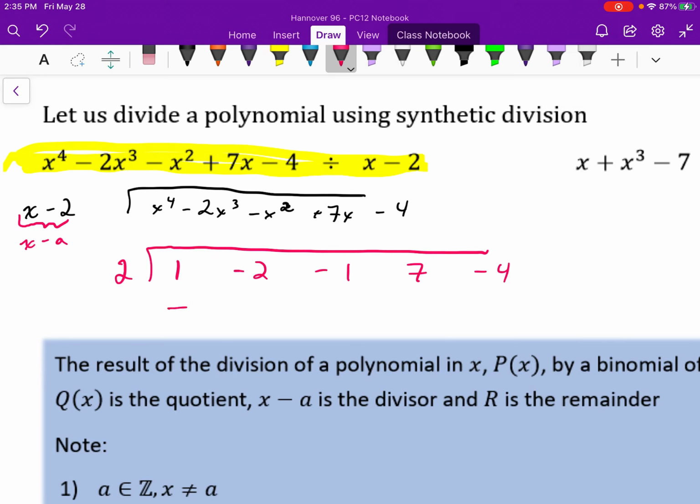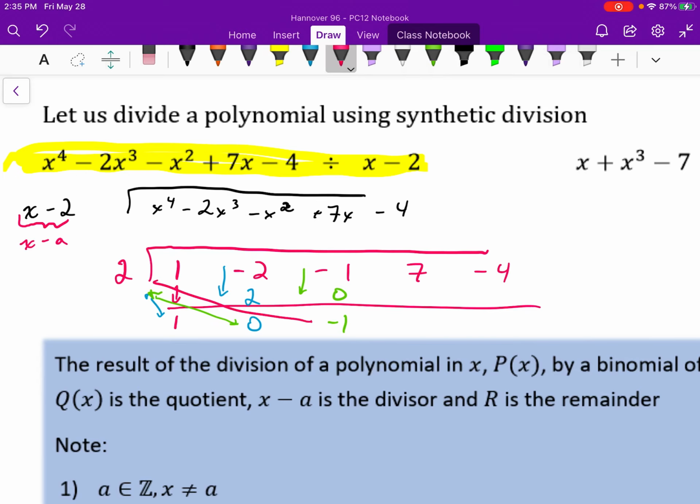Now, I certainly hope that I have the same answer. What I'm going to do is add down. Since there's nothing below 1, I just carry it down, 1. Now, I multiply across. 2 times 1 is 2. Guess what I'm going to do now? Add down. Negative 2 plus 2 is 0. Guess what I'm going to do now? I'm going to multiply across. 0 times 2 is 0. Now I'm going to add down. Negative 1 plus 0 is negative 1.